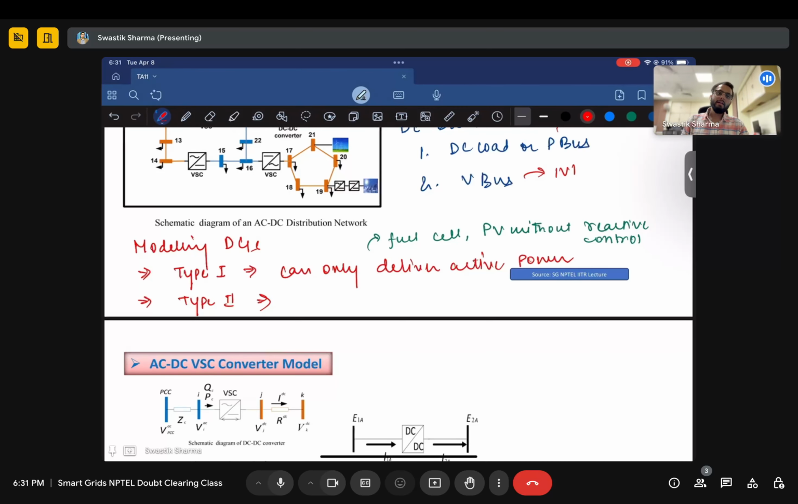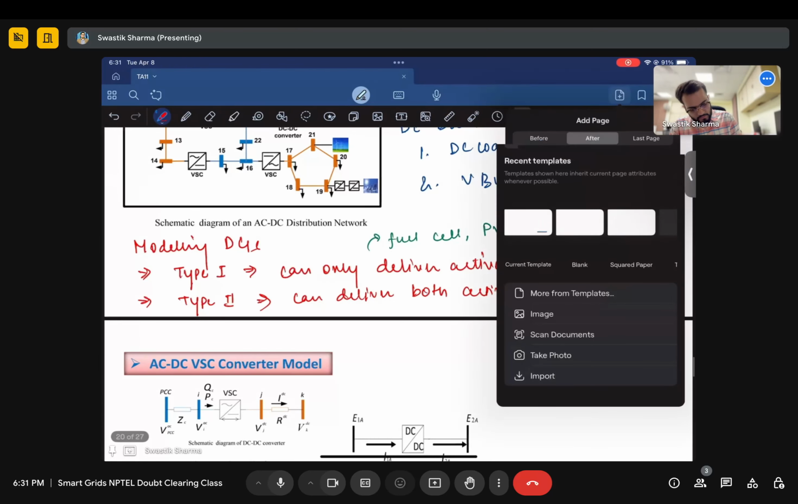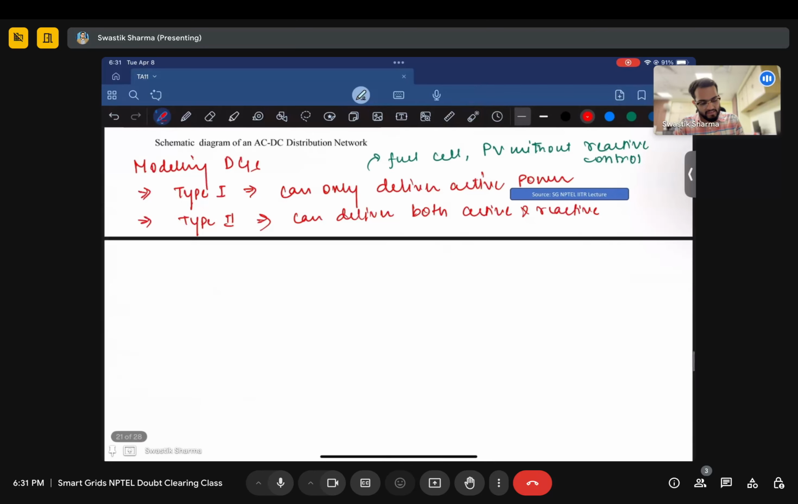The second type of modeling is type 2 modeling, where you can deliver both active and reactive power. So what are these resources? Your diesel generators, your BESS connected to a converter, your PV with active and reactive power control, these can deliver. These are type 2 modeling of DGs.